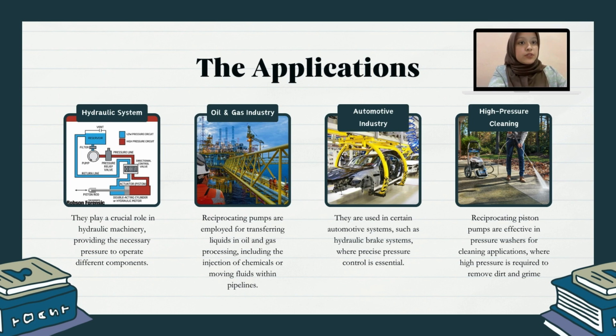Secondly, it is used in the oil and gas industry. Reciprocating pumps are employed for transferring liquid in oil and gas processing, including the injection of chemicals or moving fluids within pipelines. Thirdly, the reciprocating piston pumps are also used in the automotive industry. They are used in certain automotive systems such as hydraulic brake systems where precise pressure control is essential.